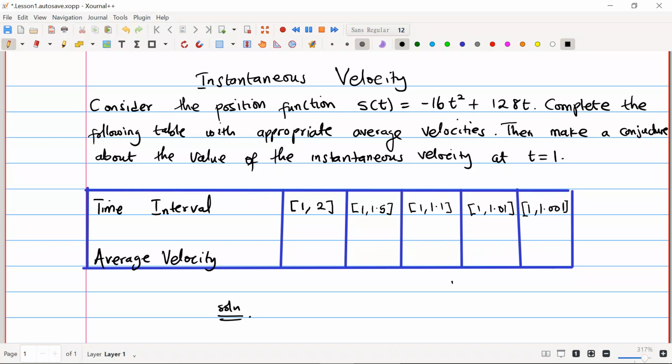So consider the position function. We are saying that this function is a position function. s of t is defined to be negative 16t squared plus 128t. Complete the following table with appropriate average velocities, then make a conjecture about the value of the instantaneous velocity at t equals 1.